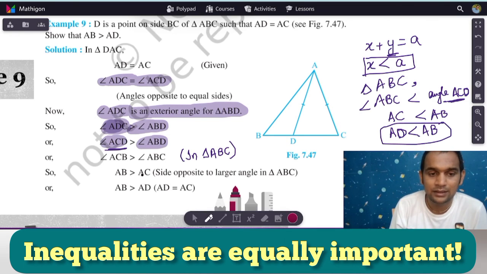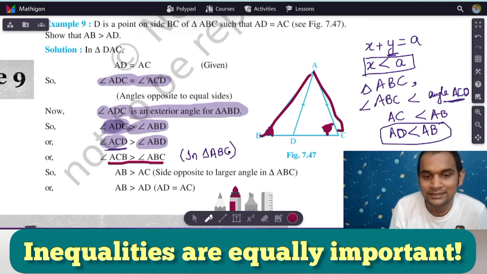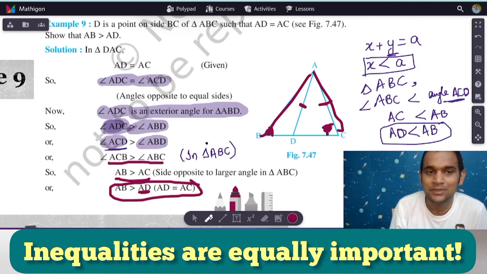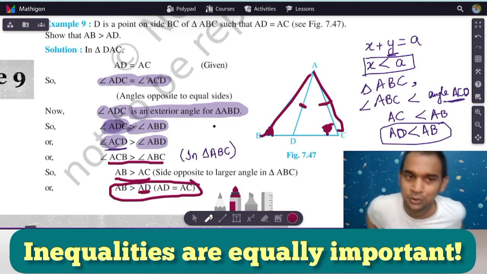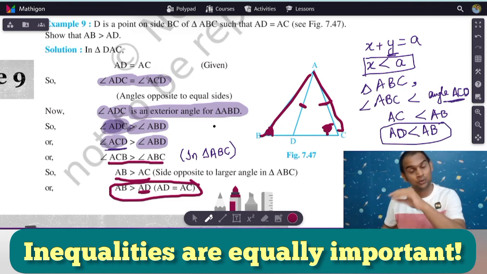After that, it's exactly the same thing. We have shown that this particular angle is greater than this angle. Once we have shown greater, the side opposite, that is AB, is greater than AC, and that is what we showed. And since AC is equal to AD, instead of AC we wrote AD. So AB is greater than AD. Now this kind of proving is a little new for you, so you need to practice exercise 7.4 again and again to become better at it. I hope that makes sense.